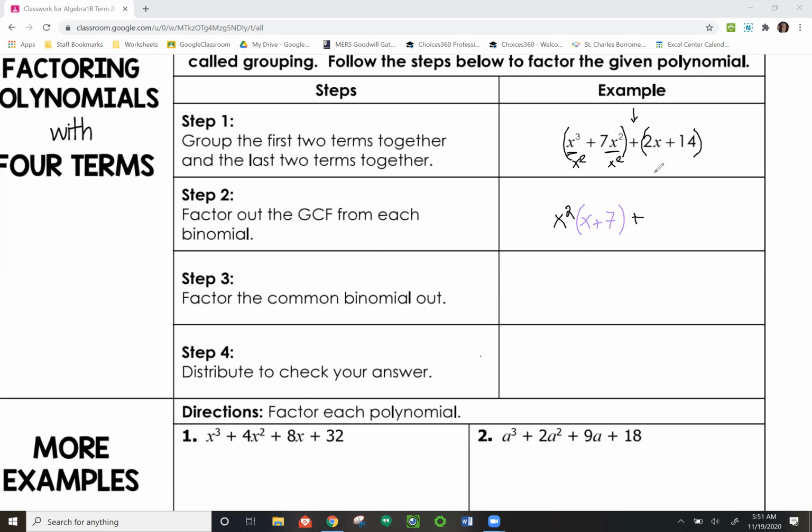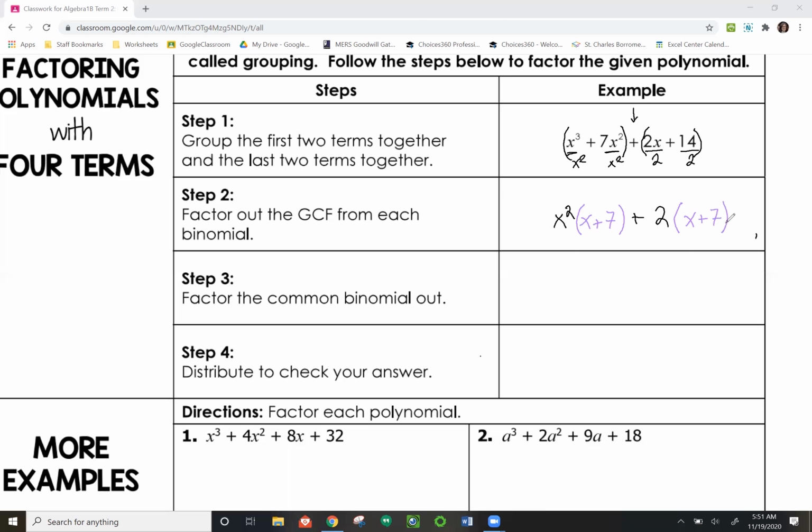Plus, let's do the same thing to the other guy. What can I divide out of both 2x and 14? Well, I can divide a 2 out, right? So I'm going to divide that 2 out. So let's bring it out. And what's going to be left inside of my parentheses? 2x divided by 2 is just x, plus 14 divided by 2 is 7.